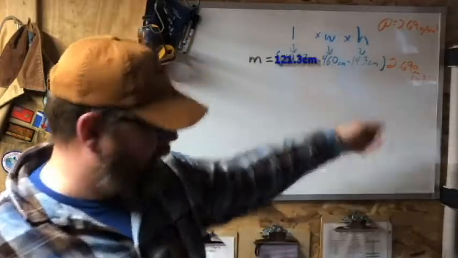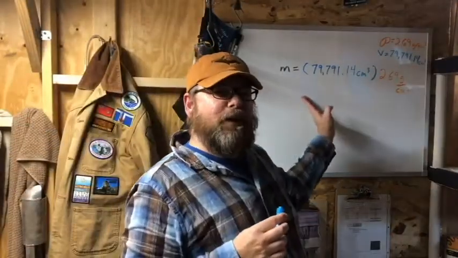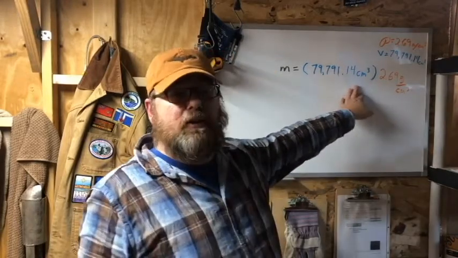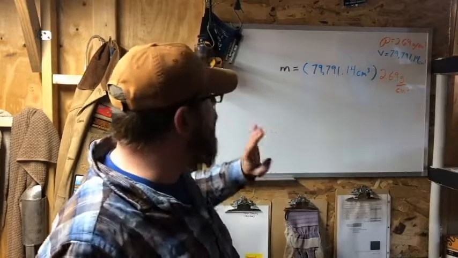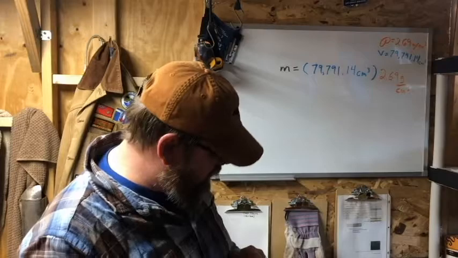Okay, so we multiply all this together. You get this incredibly large number when you multiply your length times your width times your height. This is your volume. Don't freak out at the size of the number. It's fine, and we are going to work with it because we can cancel units now.